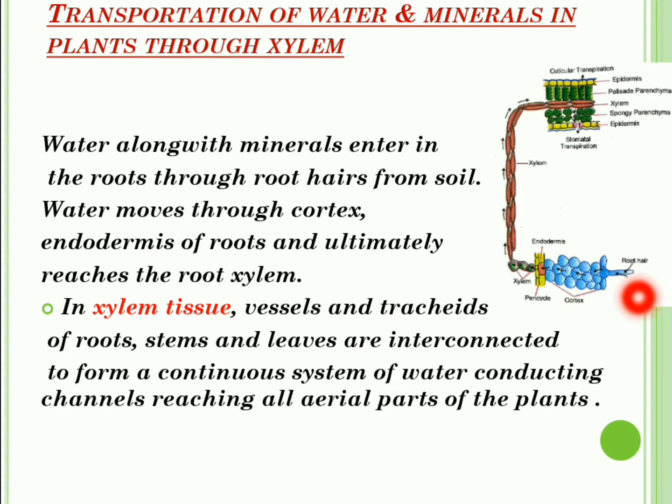Water along with minerals enter in the roots through root hairs from the soil. From root hairs, water moves into cortex. From cortex, it enters the endodermis of the roots and ultimately it reaches the root xylem. In xylem tissue, vessels and tracheids of roots, stems, and leaves are interconnected to form a continuous system of water conducting channels, reaching all aerial parts of the plant, especially leaves.